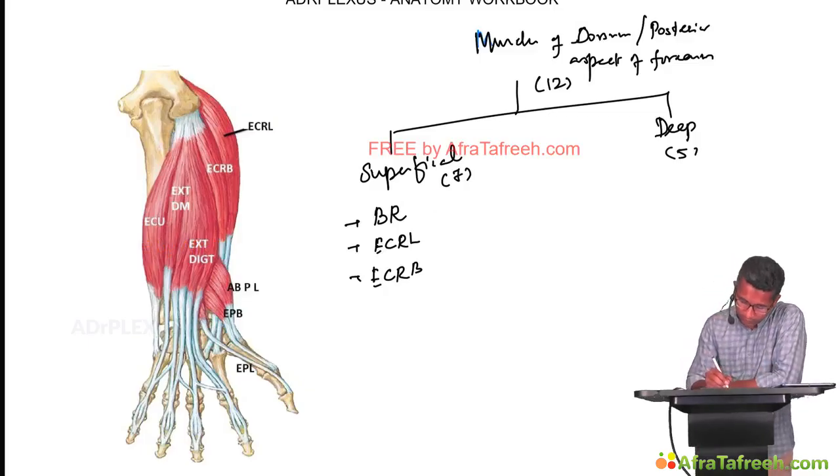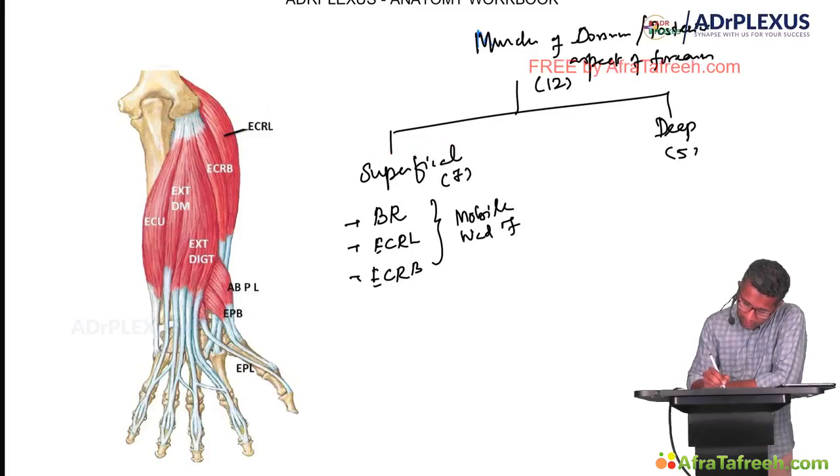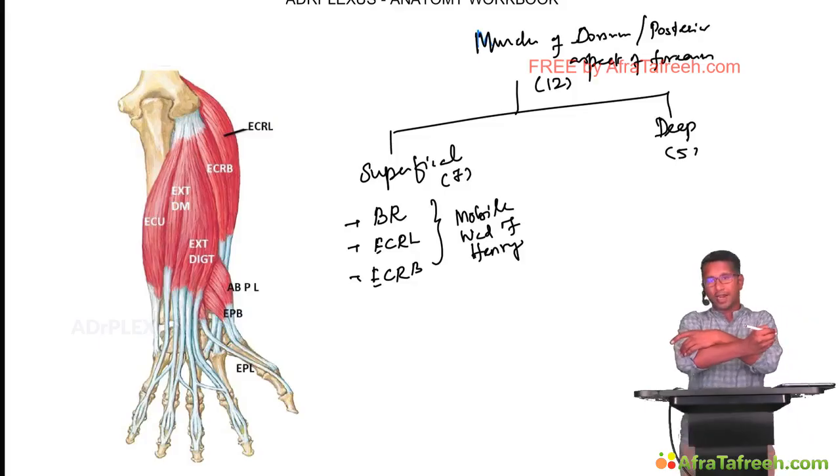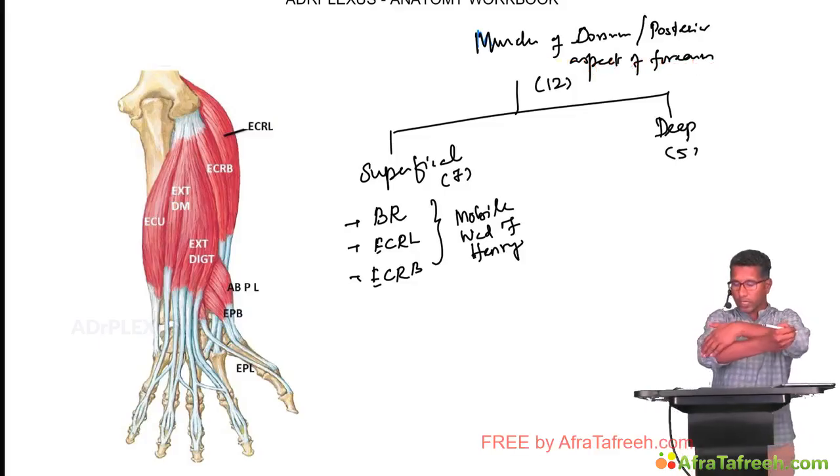These three muscles are together called the mobile wad of Henry. Though they are called posterior compartment muscles, they occupy predominantly the lateral aspect of the forearm.